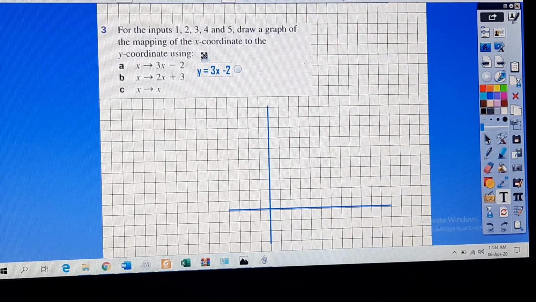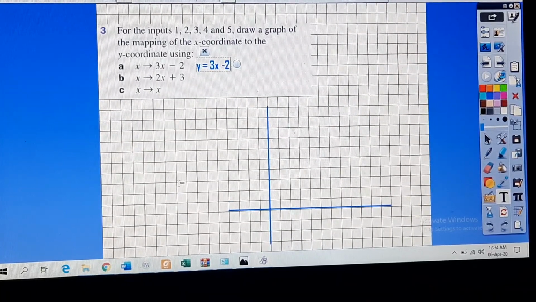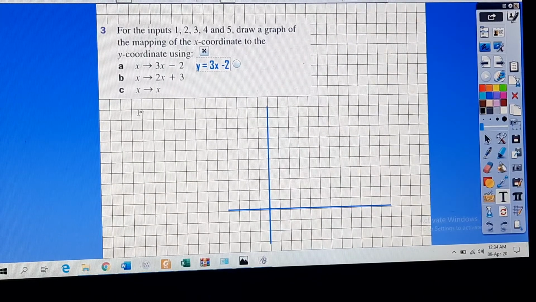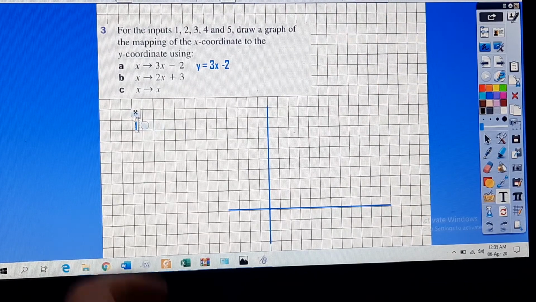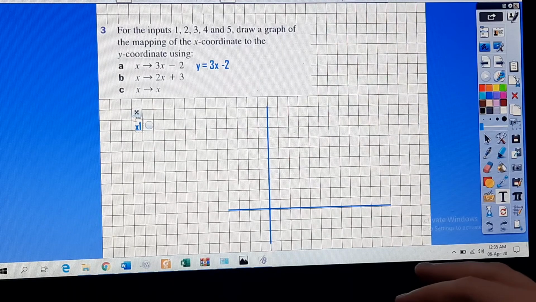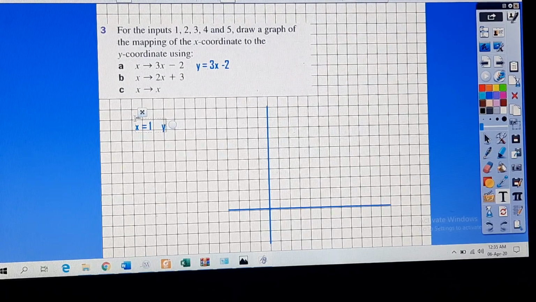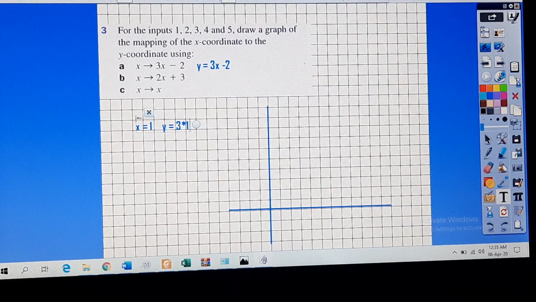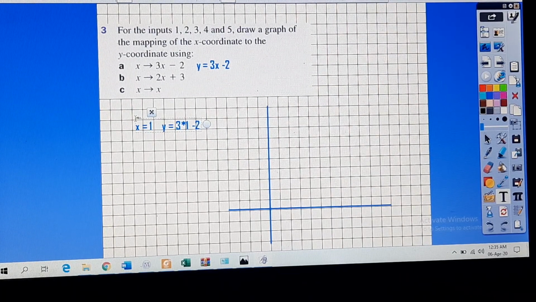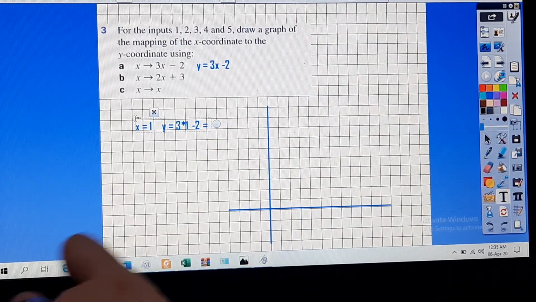3x minus 2. Okay, we can show it in this way too. If the input is 1, let's find the points. Input is 1, it means x is equal to 1. Then what happens with y? y will be equal to 3 times 1 minus 2. We substitute 1 in place of x, which is 3 times 1, that is 3 minus 2, which is 1.